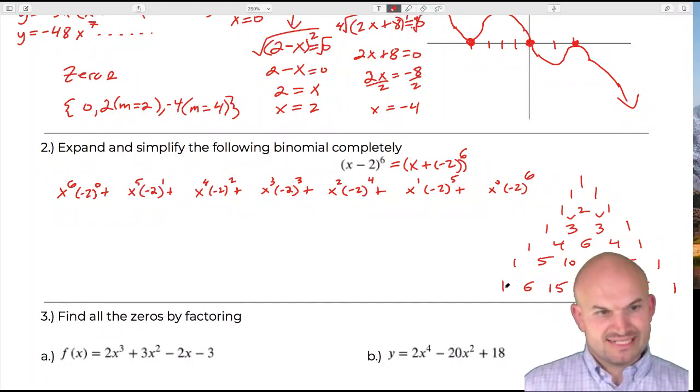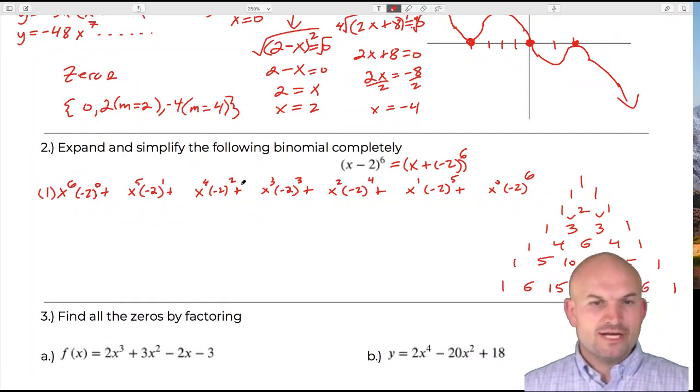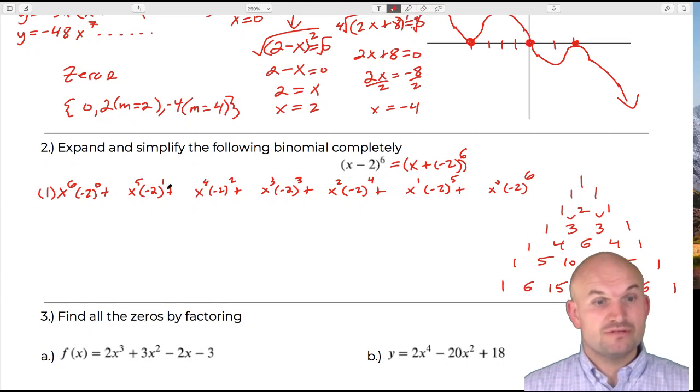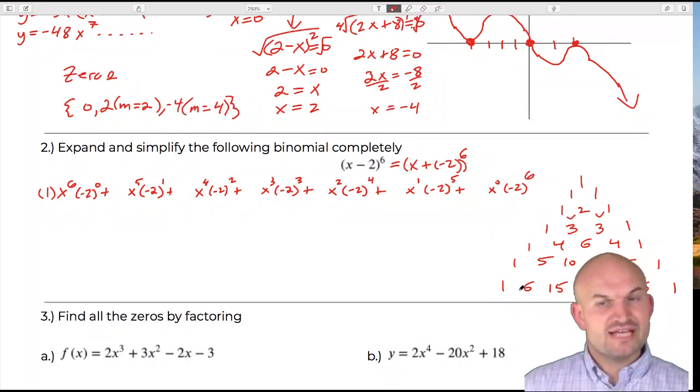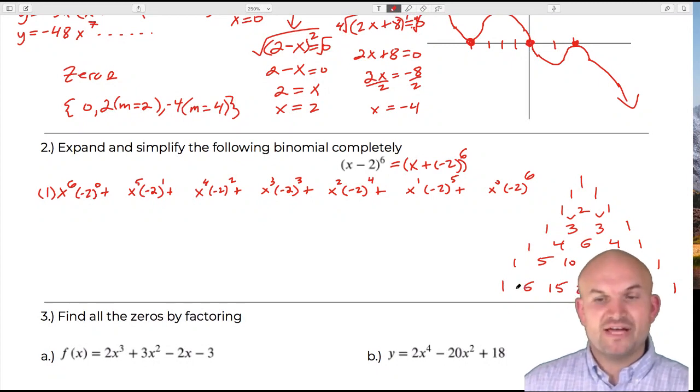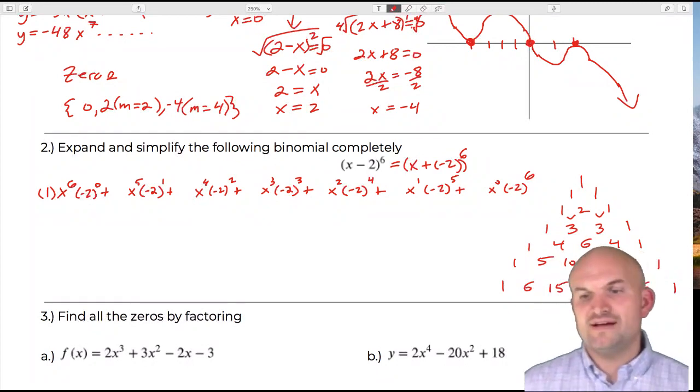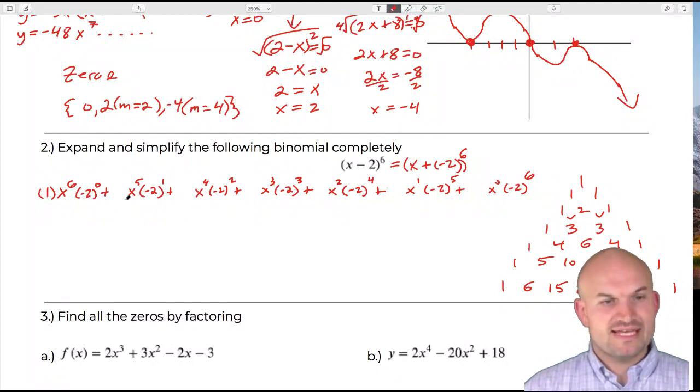So what I'm going to do is take these values and multiply them by each term. Now, again, for a binomial expansion of 6 terms, I should have 7 monomials. 1, 2, 3, 4, 5, 6, 7. And therefore, you can see there's 7 rows, 7 values in this row. 1, 2, 3, 4, 5, 6, 7. So I'm just going to take these values and multiply them out.